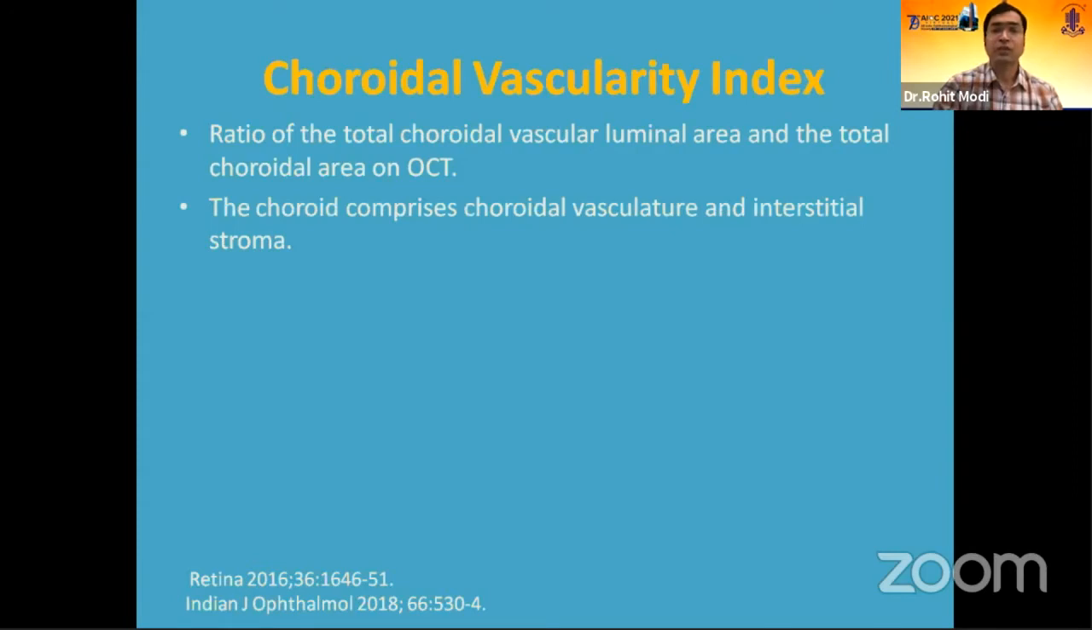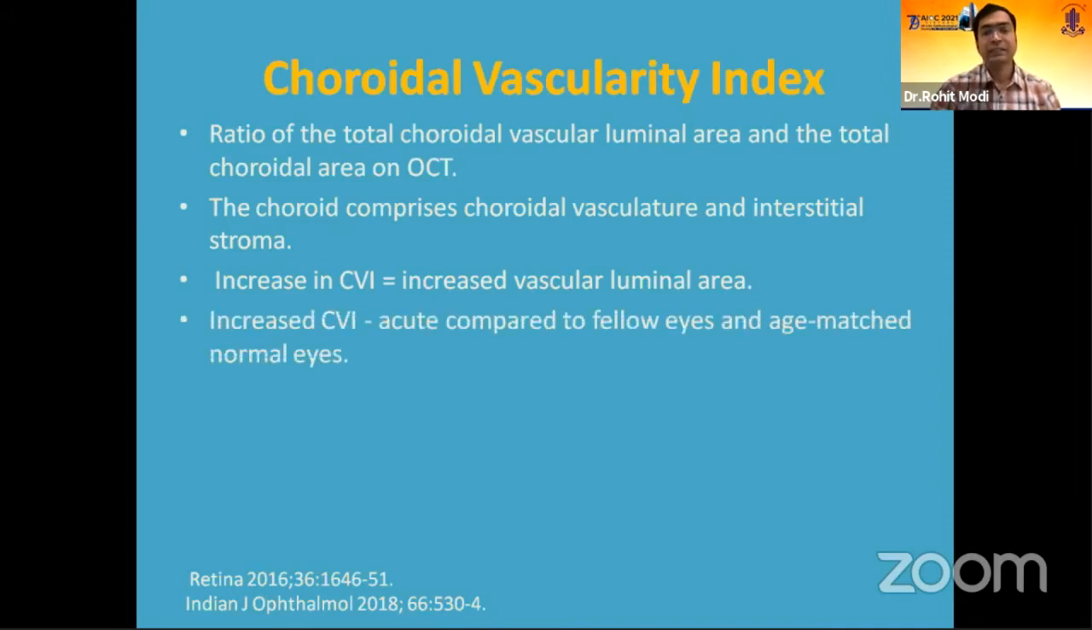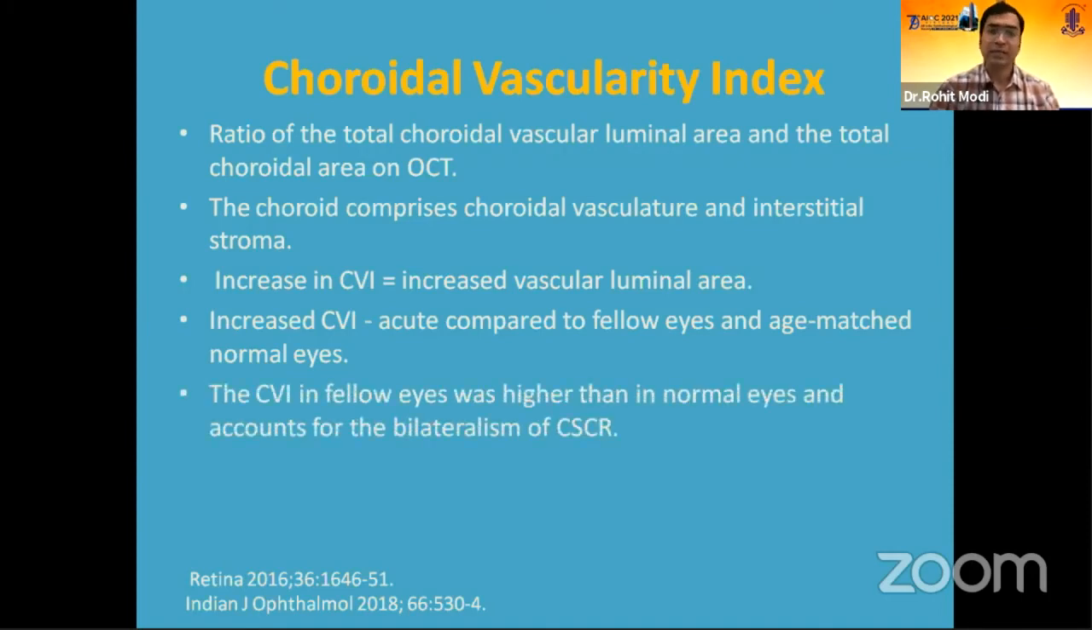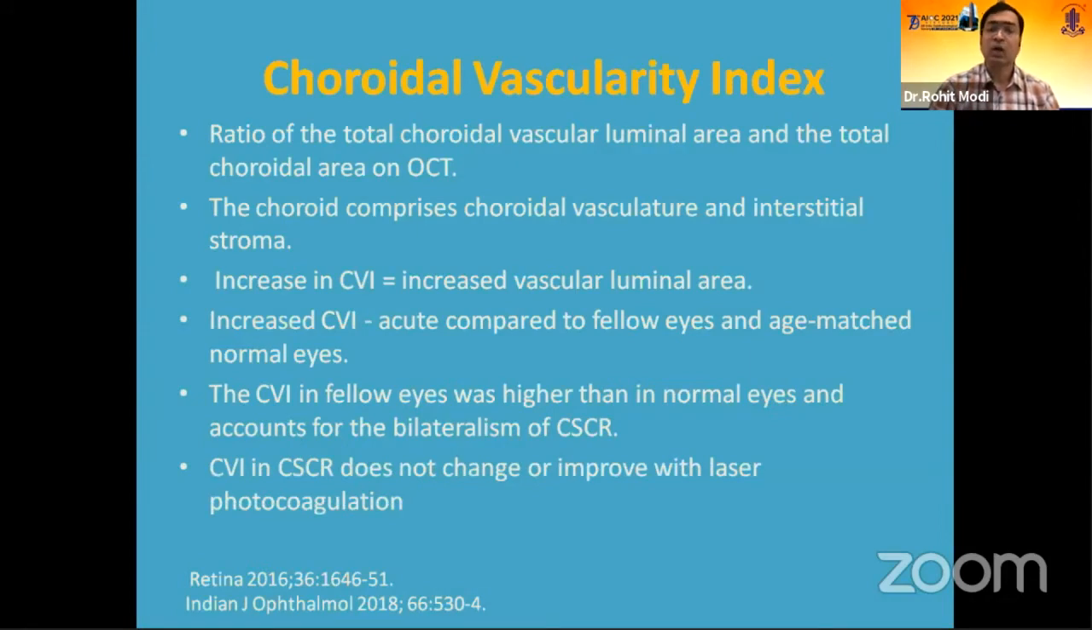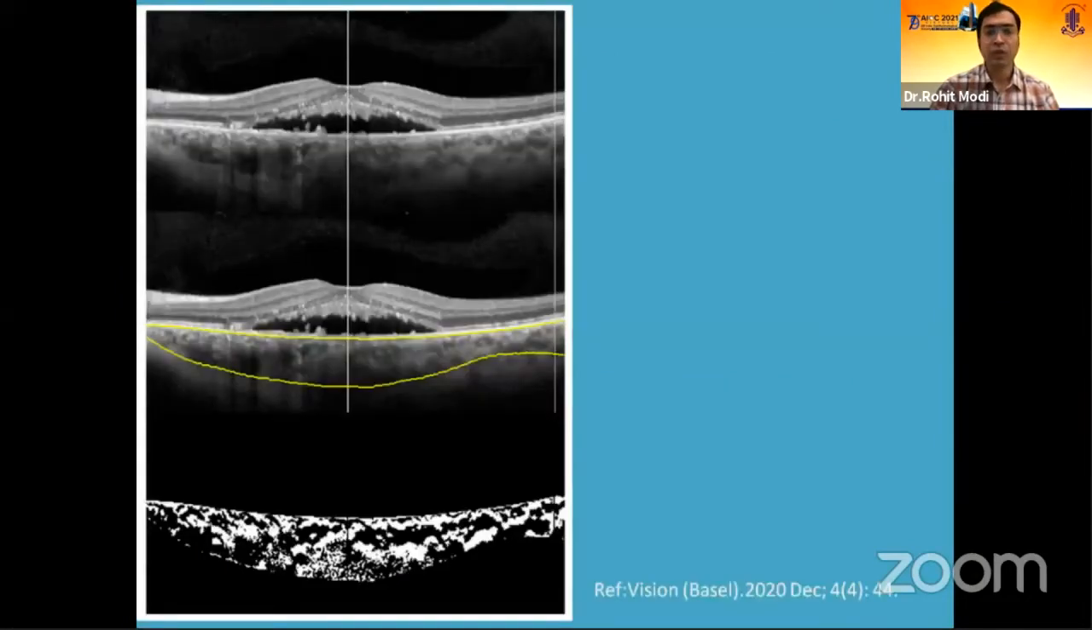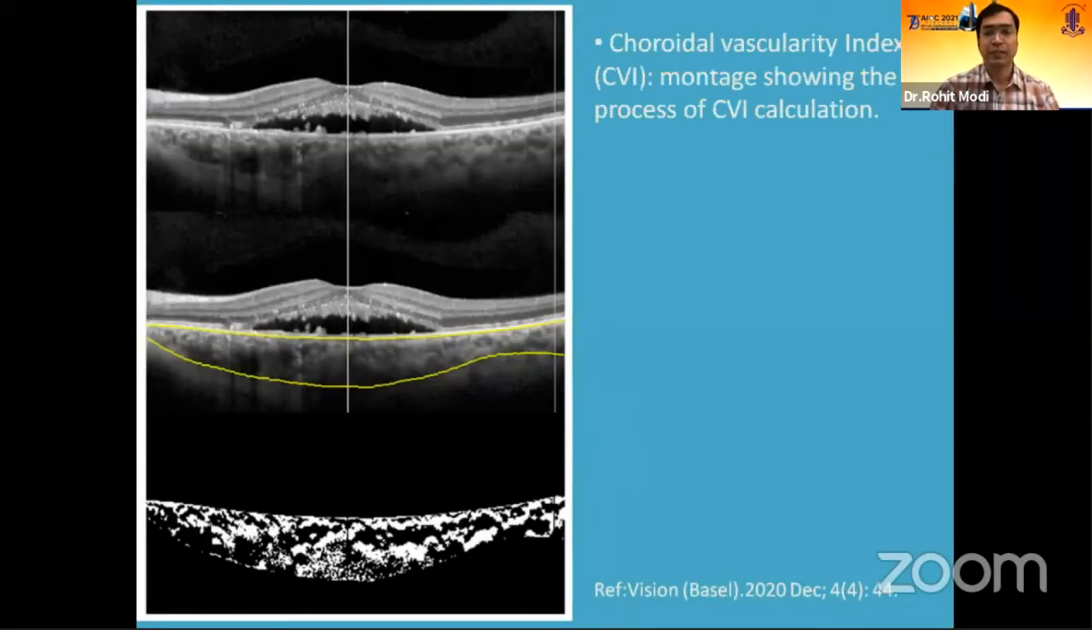The choroid comprises the choroidal vasculature and the interstitial stroma. An increase in CVI indicates an increased vascular luminal area, and this increase is more in acute cases as compared to the fellow eyes and the age-matched eyes. Sometimes the fellow eyes also were higher than the age-matched eyes, which indicates bilaterality of the CSR. And it does not change or improve with laser photocoagulation. That's an important point. Here we can see how CVI is calculated.